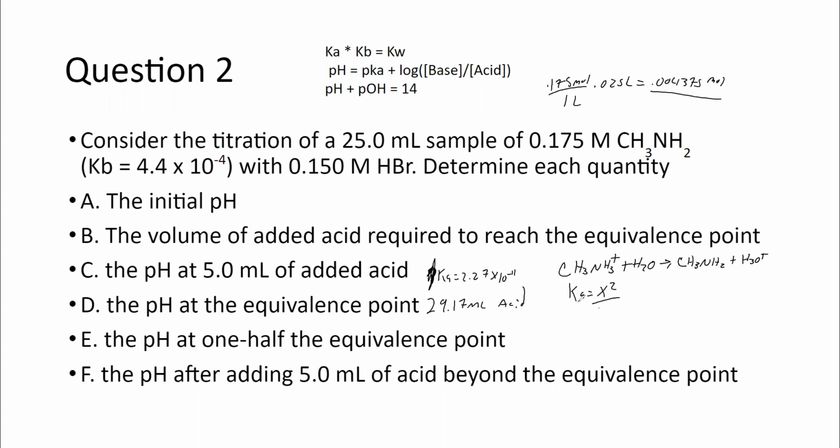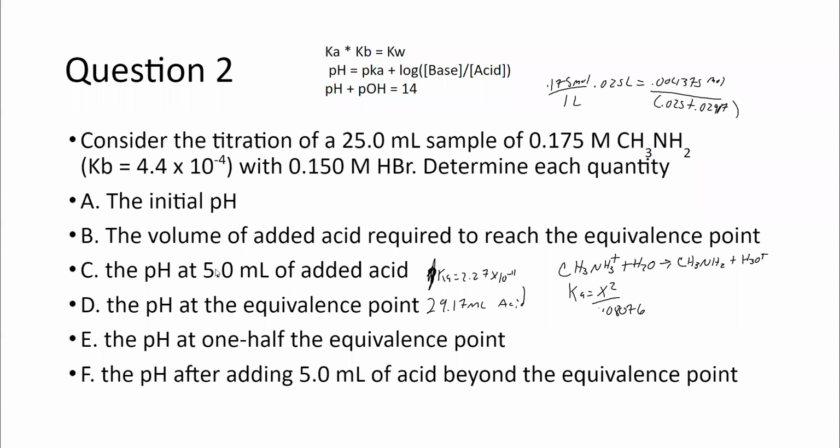But remember, for Ka, we need concentrations. So I need a volume. Well, I started with 25 mL. And to get to my equivalency point, I had to add 29.17 mL. And so doing that calculation, my concentration of acid is 0.8076. So I'm going to solve for X now.